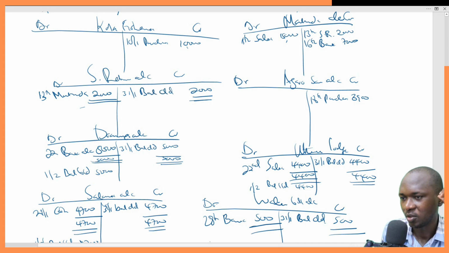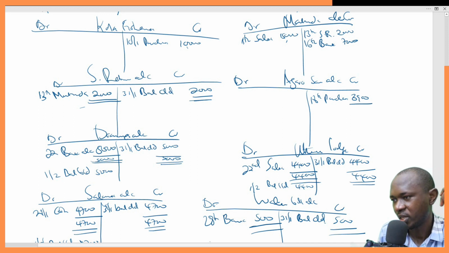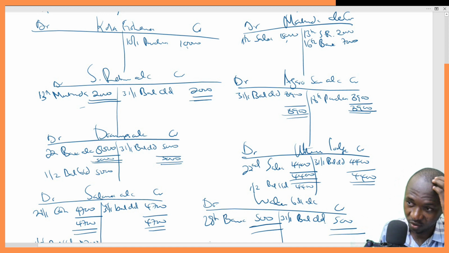31st January balance carried down 8,900. You realize now this was a creditor. So look at the way we are doing it has changed. Balance brought down. The balance is on the credit side.